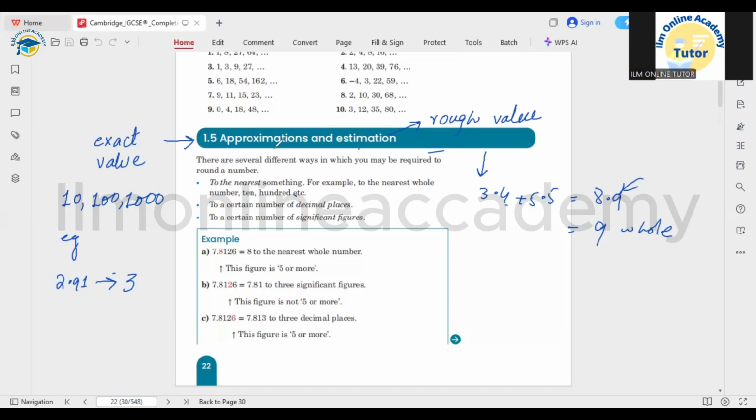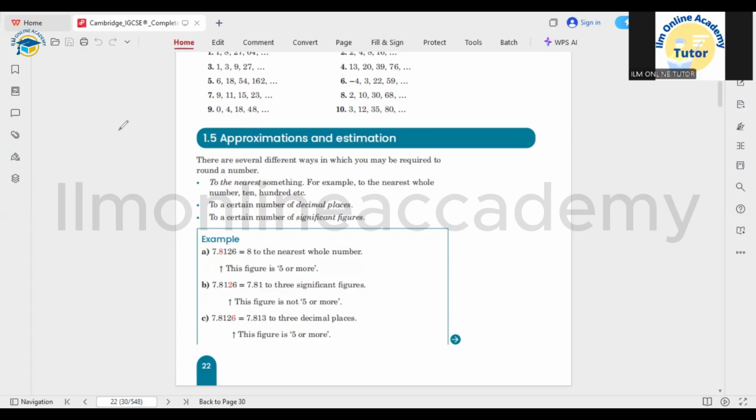So we will be using these to round off a number to the nearest of something. For example, nearest 10, nearest 100, nearest 1000, or to a certain decimal place, like first decimal place, second decimal place, or to a certain number of significant figures. So let's talk about significant figures a little bit.